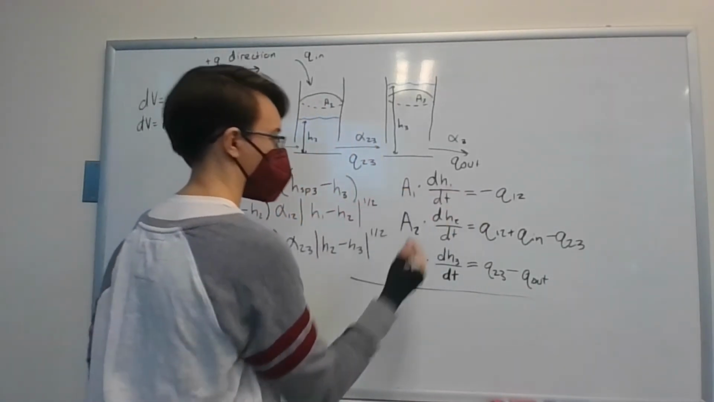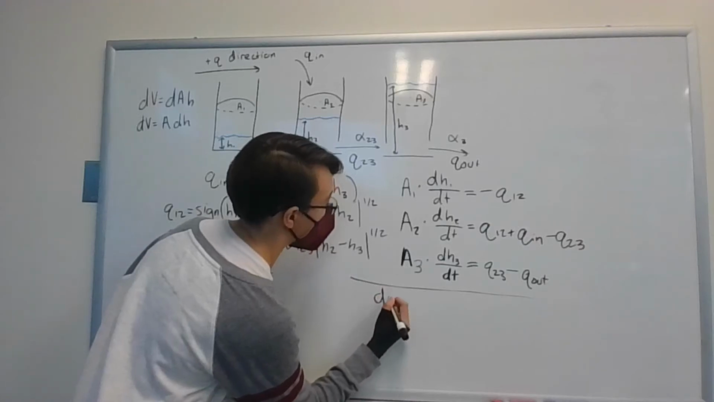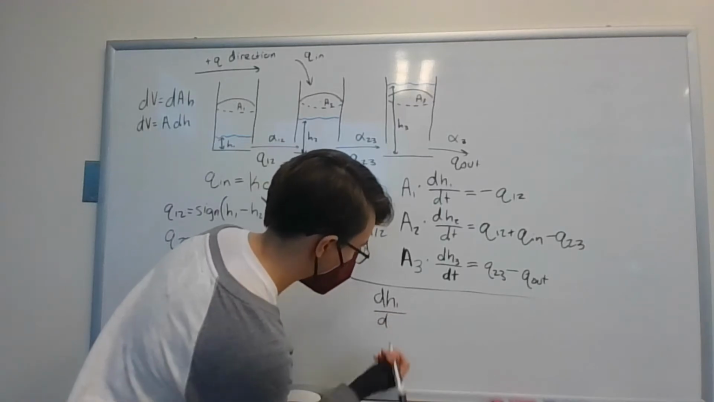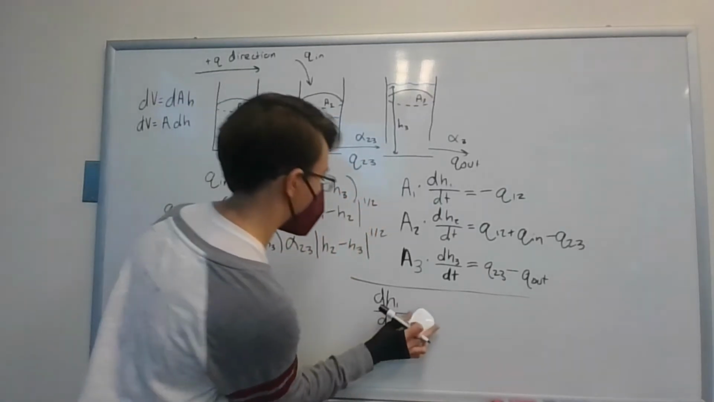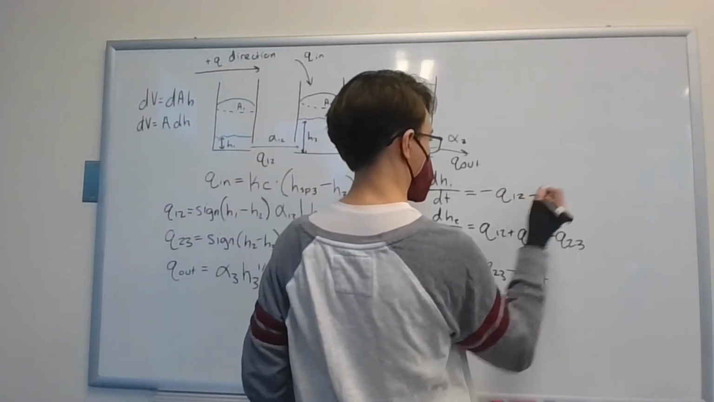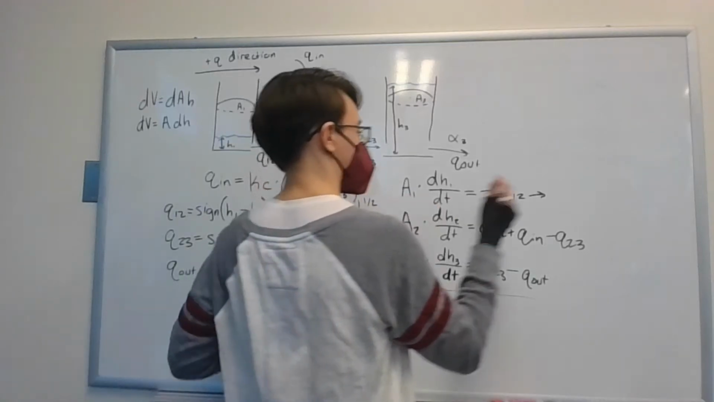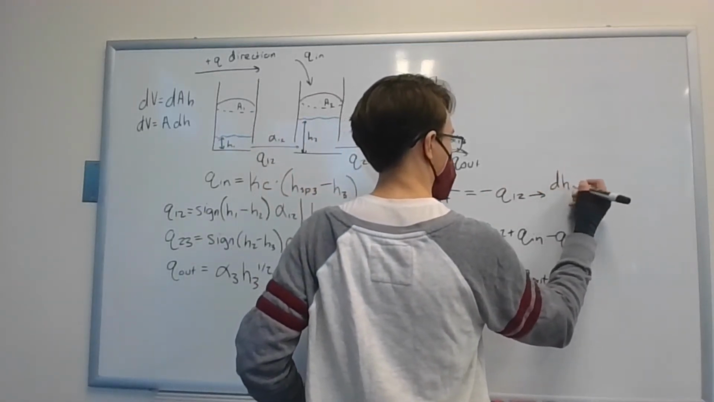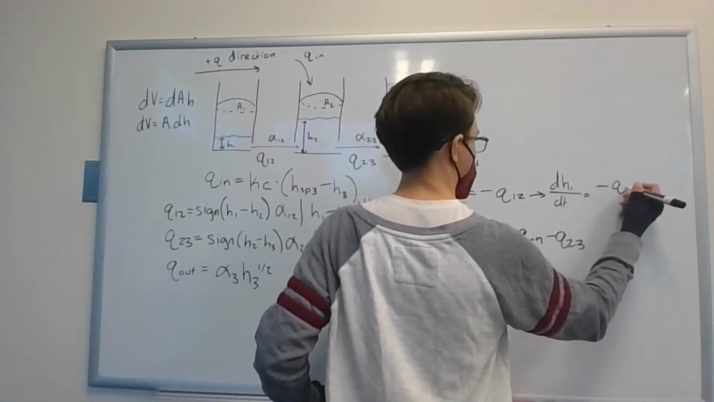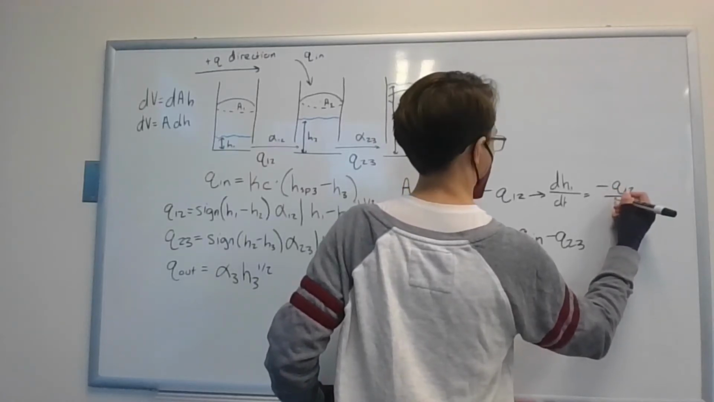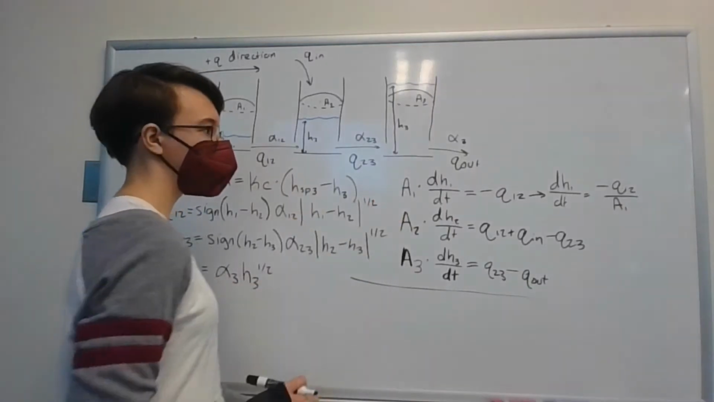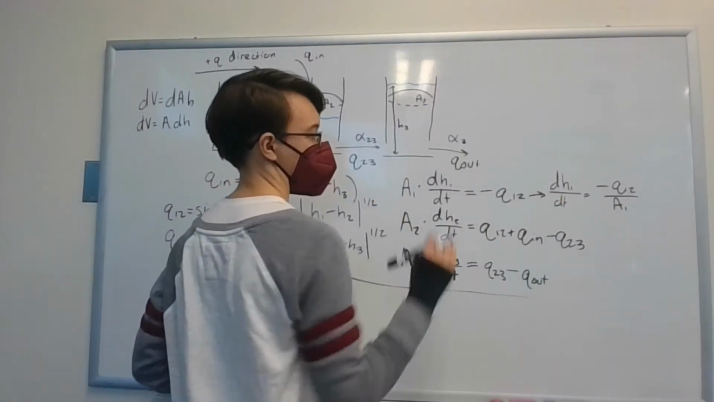For this top one, we'll divide out the area 1, and we get the change in the height 1 over the change in time. Actually, I might not have room to write these all here. This one I have room up here, so we're actually going to do it up here. So we're going to have the change in height 1 over the change in time is equal to negative Q12 over area 1. I just rearranged that by dividing out the area. So now we have a relationship for the change in height with the change in time.